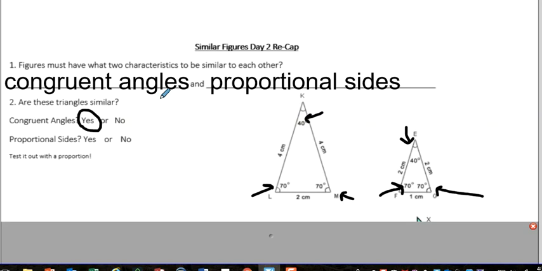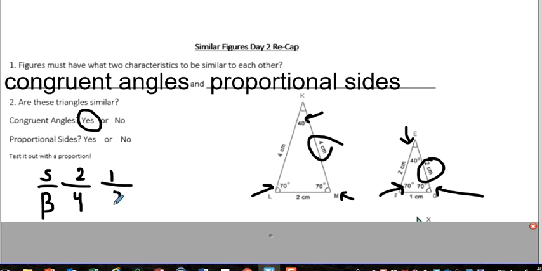Now we have to do a proportion. All right, so we're going to do small to big like we did last week. There's 3 measurements on each, but you can take any 2. Plus, there's 2 that are the same, so you want to make sure that you are using the 2 different numbers. So 2 on the small matches up with 4 on the big. And then the little 1 matches up with 2. So when you cross multiply, 2 times 2 is 4, and 4 times 1 is also 4. So we'd say, yes, those are proportional sides.